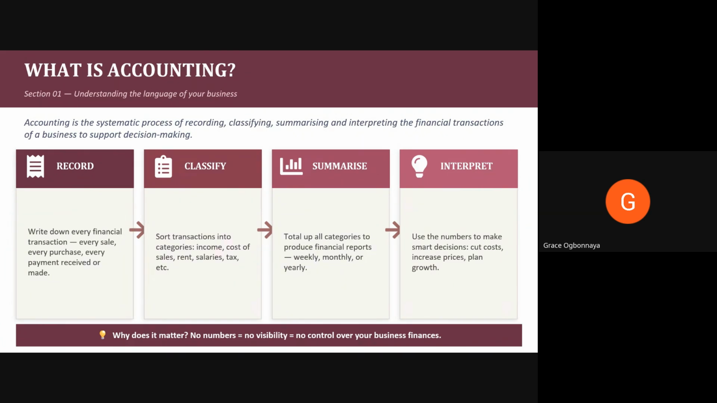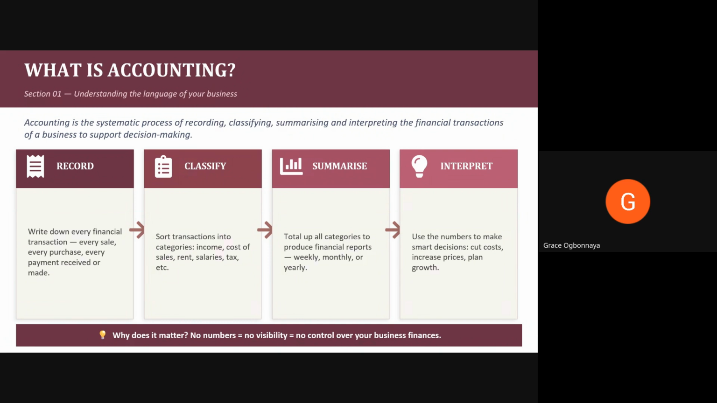So basically, some of us are already doing all these things and we don't even know. And we keep still saying, oh, accounting, I beg, I can't do this. Oh, I don't understand. But well, these are the things that we do on a daily basis. It's just that we're not doing it with intention. We're just doing maybe a mental calculation or a mental activity. So basically, when you classify what you recorded, when you now make a summary, whether weekly, monthly, or yearly, and you now make a decision from it, that is what accounting is all about.